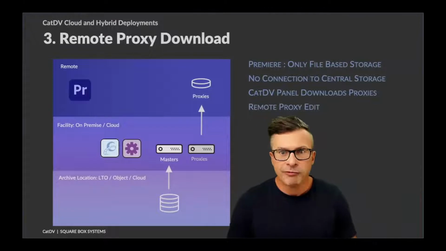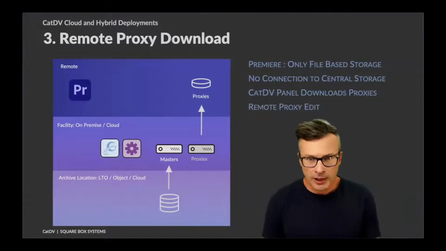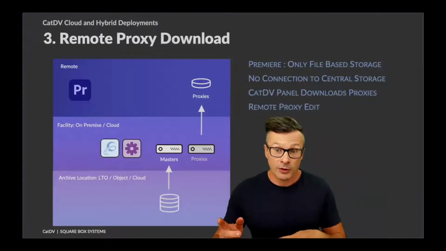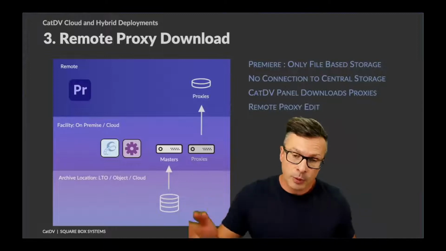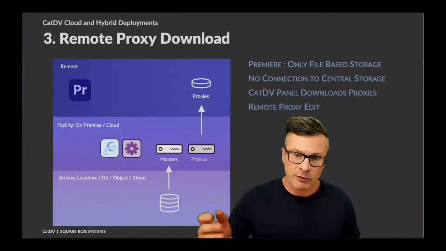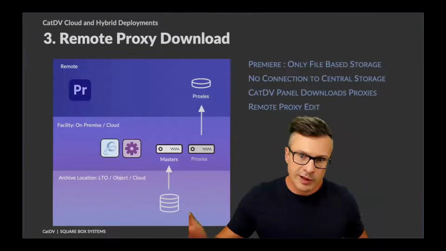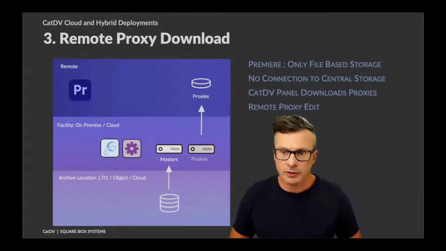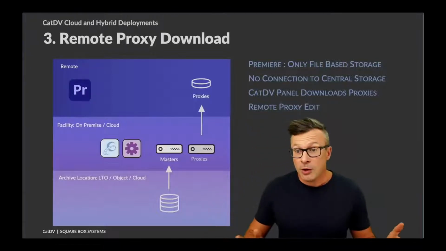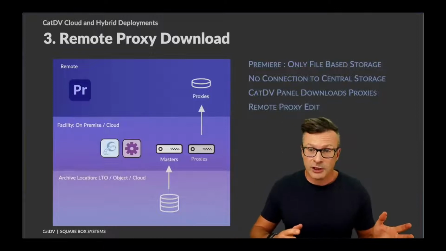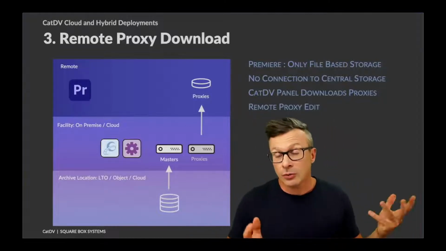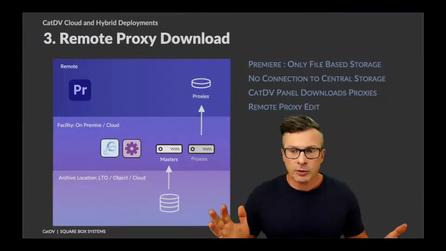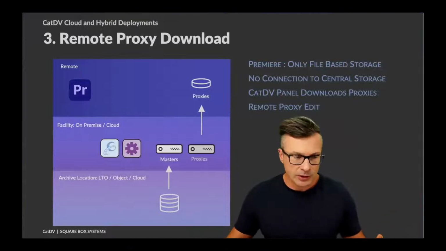Well, we got the remote proxy download that we launched at the very beginning of lockdown. And what that allows us to do is to use that same kind of workflow that we just saw, but when we pull down content into Premiere from the CatDV panel, to also bring down proxies from CatDV and download those to the remote workstation, which is great. So the editor can work with proxies. Bandwidth constraints aren't really there. The egress charges, if it's all content that's being hosted in the cloud, are quite small. And it's great. They can do a nice proxy-based edit, and they've got a nice low-res version they can work with.